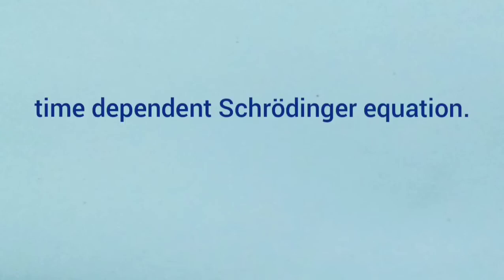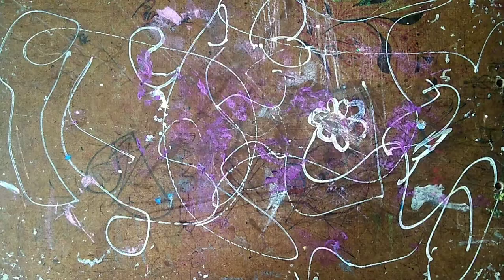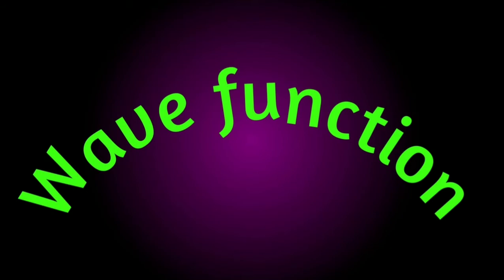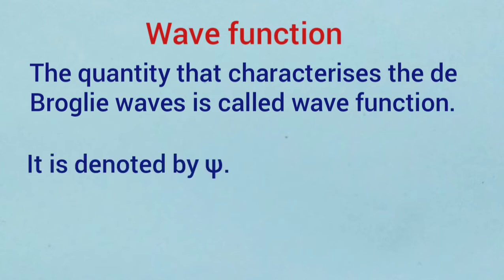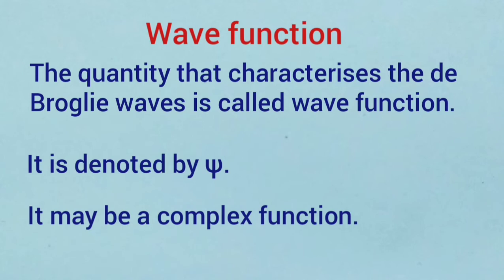Dear students, in this lecture we shall derive the time-dependent Schrödinger equation. Before that, we shall become aware of the wave function, so let's start. The quantity that characterizes the waves is called the wave function. It is denoted by psi. It may be a complex function.